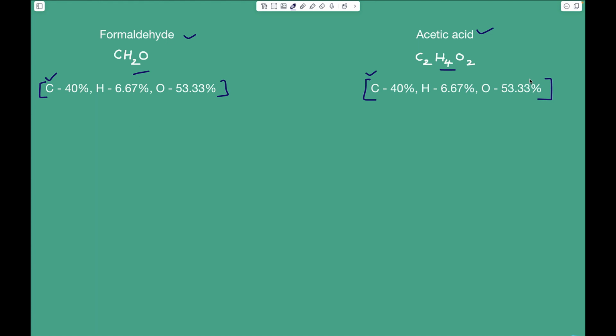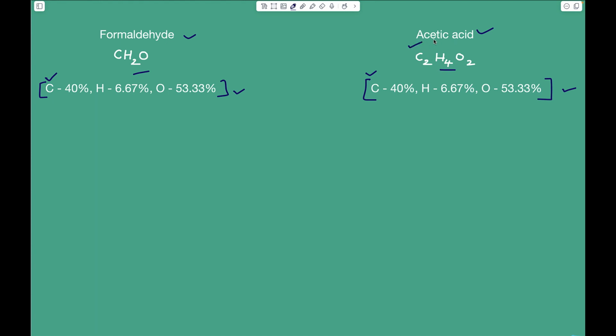Formaldehyde is a pungent gas at room temperature, whereas acetic acid is a liquid if the room temperature is around 20 degrees centigrade. And formaldehyde is toxic, and acetic acid is used in food preparations in the form of vinegar. Yet they have identical percentage compositions. Why? For that, you have to look at their molecular formulas again.